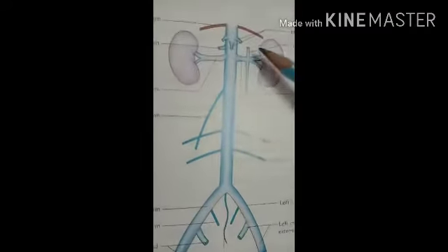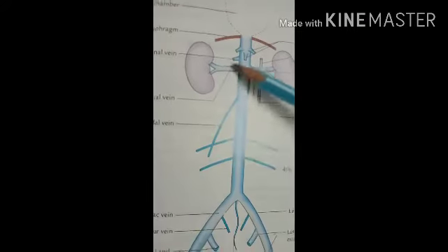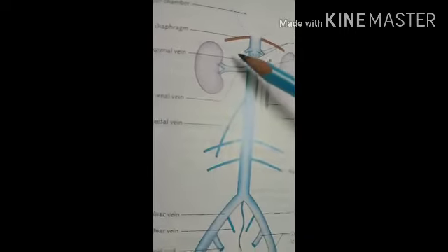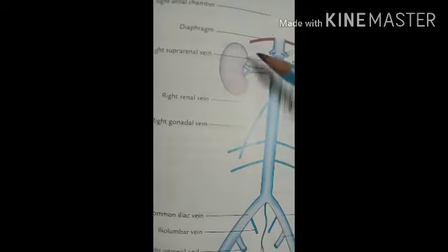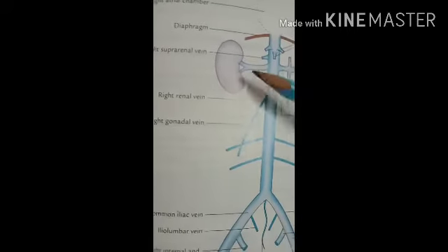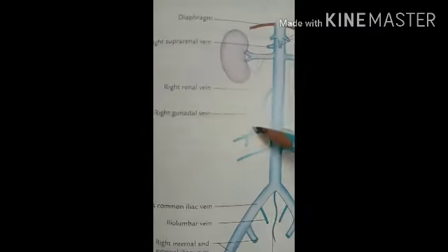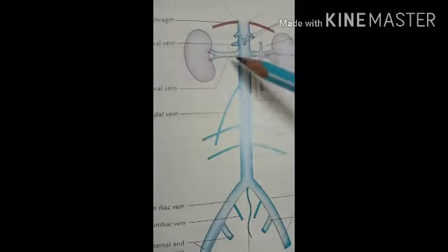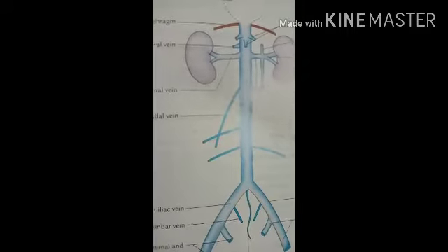Firstly we have to see the right side tributaries. First is the right suprarenal vein. Here you can see the single right suprarenal vein. Second is the renal vein, and third is the gonadal vein. These three veins directly enter the IVC.